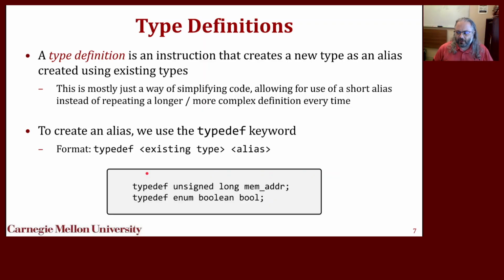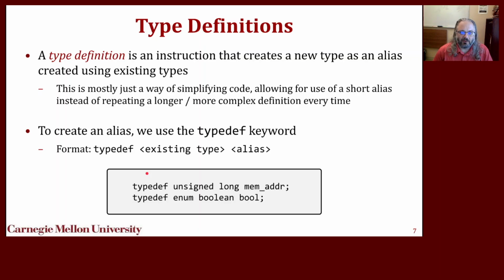So another thing that we can do in terms of creating our own custom types is we can do what's called a type definition. Now, a type definition is an instruction included in C that allows us to create an alias. And so a new type is nothing other than an alias for something constructed using existing types. And this is usually, again, just another nice abstraction. It's a nice way of simplifying code that allows us to use shorter aliases for things that already exist.